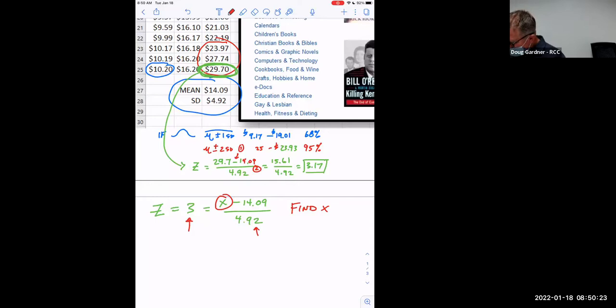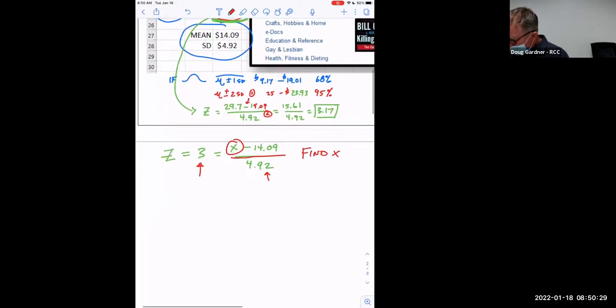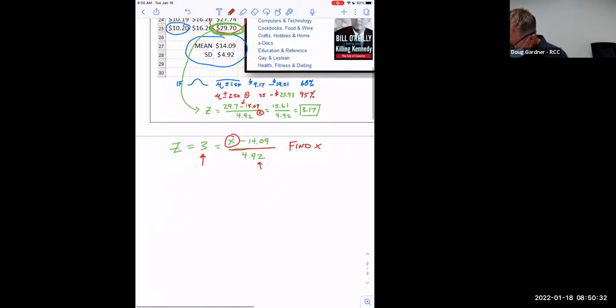So if you can look at this and say, hey, look, this is all being divided by 4.92, then how do you get rid of 4.92? What's the opposite of dividing by 4.92? Multiplying it. In other words, this is the way a mathematician would write this. If I multiply both sides by 4.92, 4.92 divided by 4.92 is 1. That's why it gets rid of it. So that effectively got rid of it on the right side. And now on the left, I'm just going to have a different number. 3 times 4.92 is 14.76.